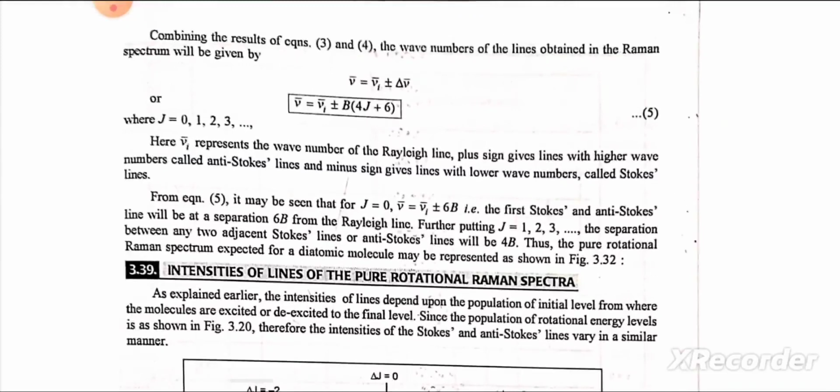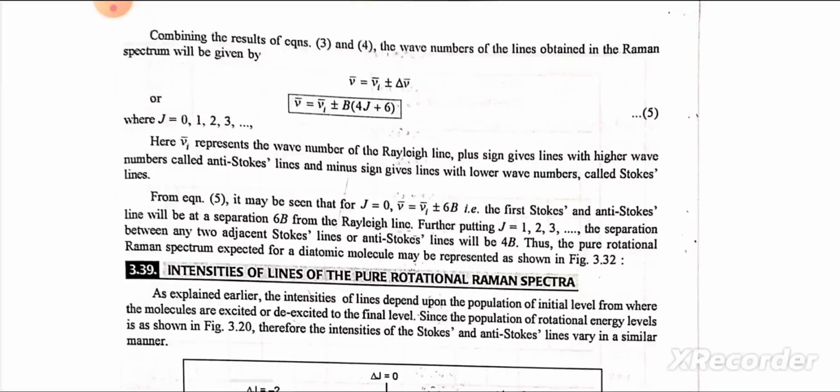Combining the results of equations 3 and 4, the wave number of the lines obtained in the Raman spectrum will be given by mu bar is equal to mu I bar plus minus delta mu bar, or mu bar is equal to mu I bar plus minus B into 4J plus 6, where J is equal to 0, 1, 2, 3. Here mu I bar represents the wave number of the Rayleigh line, the plus sign gives lines with higher wave numbers called anti-Stokes lines, and the minus sign gives lines with lower wave numbers called Stokes lines.